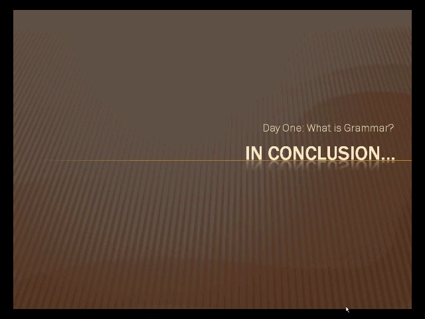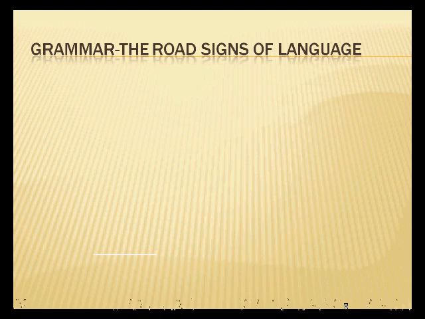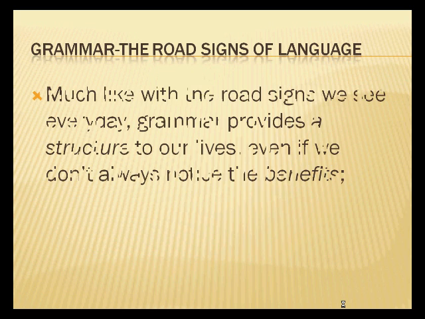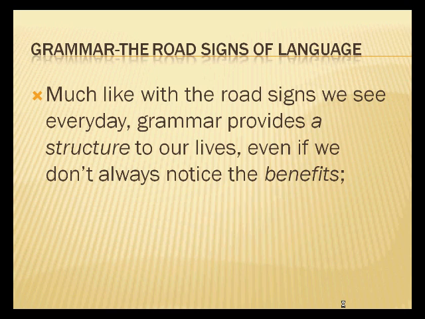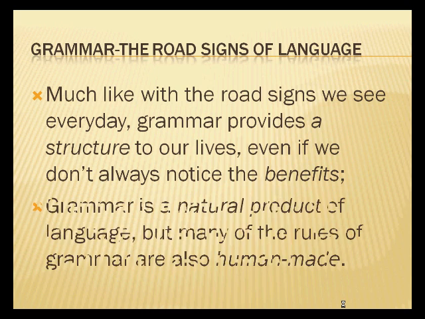So, in conclusion, what is grammar? Well, the best way to think about it is grammar is sort of like the road signs of language. Much like with the road signs we see every day, grammar helps provide a structure to our lives, even if we don't always notice the benefits. Grammar is a natural product of language, but many of the rules that we have are also human-made.